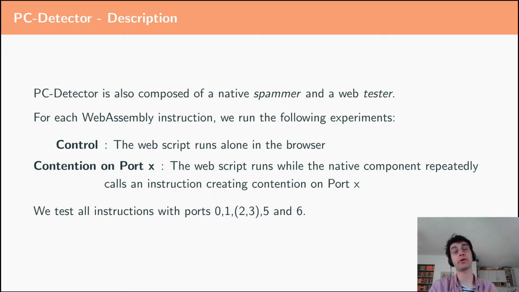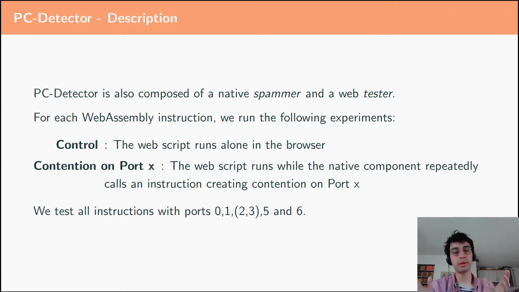The first one is just a control experiment where the web script runs alone in the browser. So in that case, we shouldn't have any trace of contention. And the second one is a test for contention on port, let's say 1. So in that case, the native spammer will repeatedly call an instruction creating contention on port 1. And both the spammer and the tester will run together on the same physical core. So in that case, if we observe that the execution time of the web tester is slower than the control, it means that there is contention on port 1. And if it's just as fast as the control experiment, it means it does not have a port 1 usage.